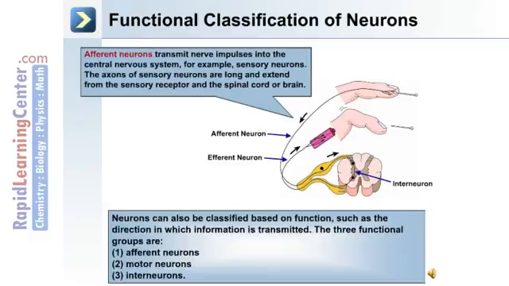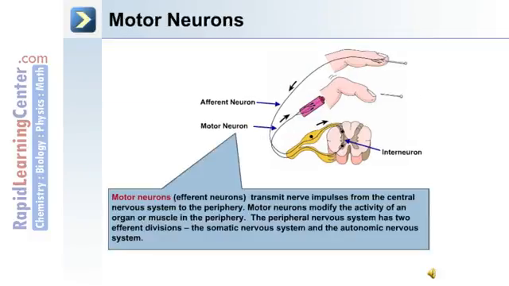Afferent neurons transmit nerve impulses into the central nervous system. An example are sensory neurons. The axons of a sensory neuron are long and extend from the sensory receptor in the periphery to the spinal cord or brain. Motor neurons are efferent neurons, and they transmit nerve impulses from the central nervous system to the periphery. They modify the activity of an organ or muscle in the periphery. The peripheral nervous system has two efferent divisions, the somatic nervous system and the autonomic nervous system.